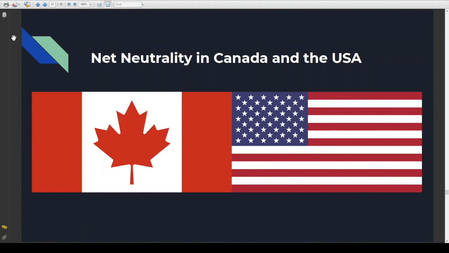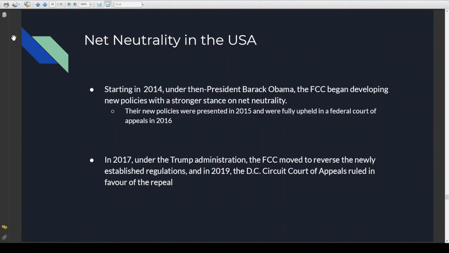Now, let's take a closer look at recent movements in net neutrality surrounding both Canada and the USA. In 2014, then-President Barack Obama insisted that the Federal Communications Commission revise their policies to take the strongest possible stance to protect net neutrality. Their policies were presented in 2015 and were fully upheld in a federal court of appeals in 2016. However, in 2017, under the new Trump administration, the FCC moved to reverse the newly established regulations.